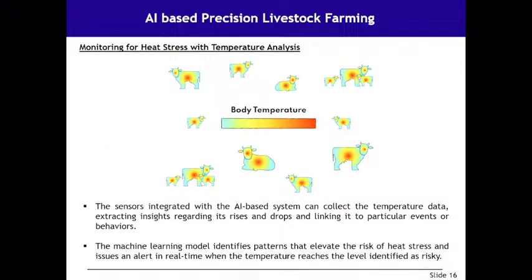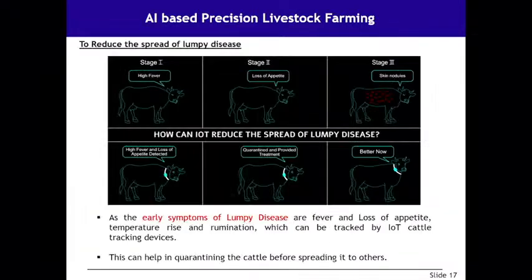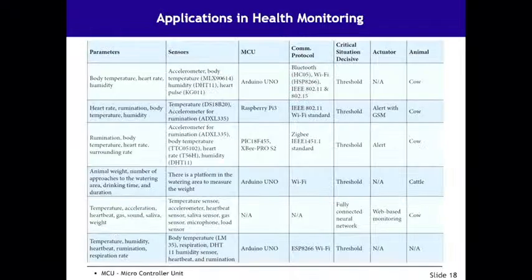Okay, so time is less. Like monitoring of heat stress can be done by monitoring the temperature. Of course, many diseases like lumpy disease we can detect by using sensors, and we can isolate and take decisions. If we are using this technology, we can detect quite in advance.